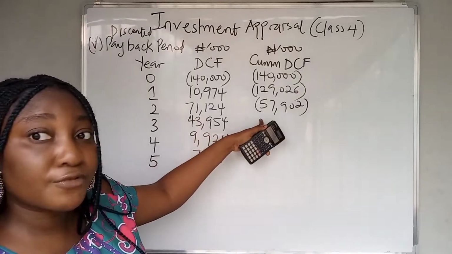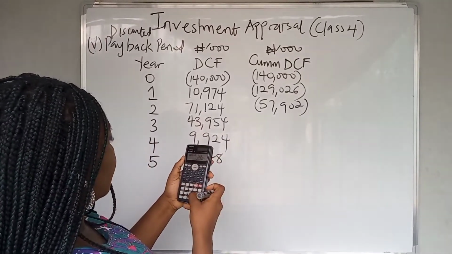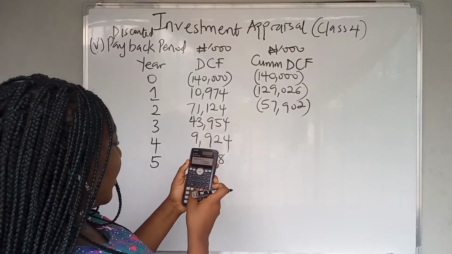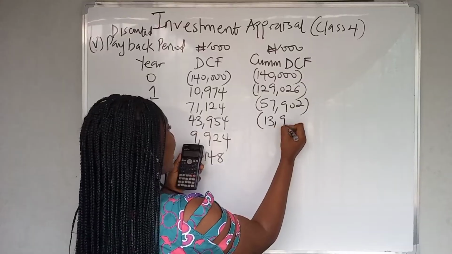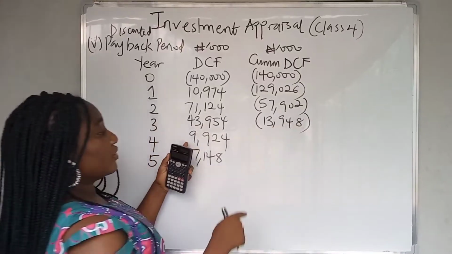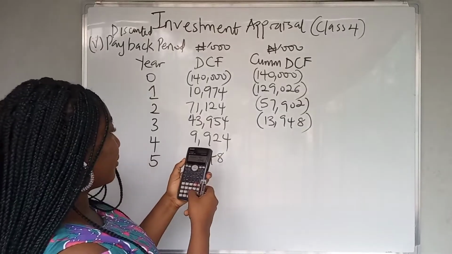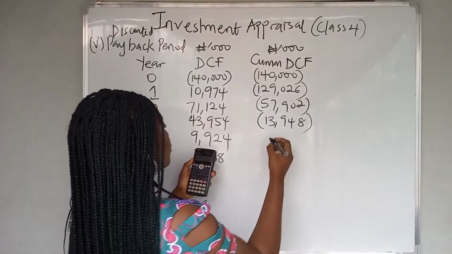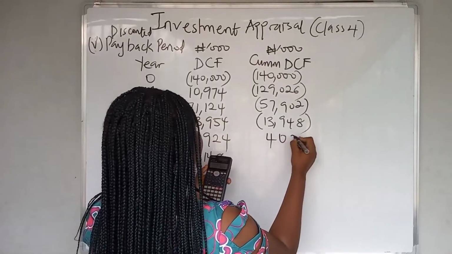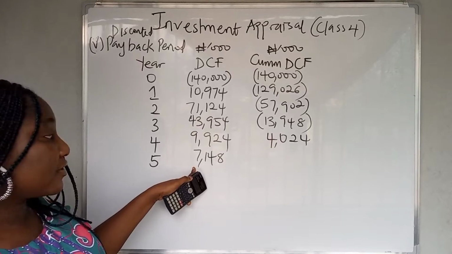By year 3, you can see what they will make is not even still enough to cover, so we can still step down, right? Plus 43,954. That gives you 13,948. Okay, you can see that even by year 4, we will still need to step down. Plus 9,924. That gives you 4,024, right?